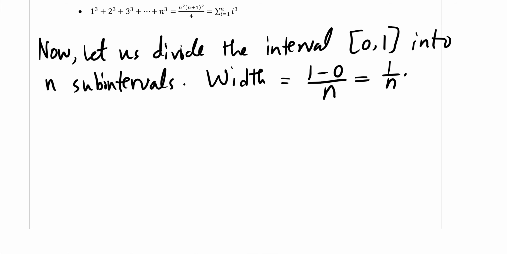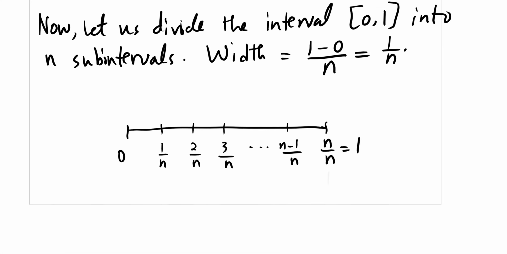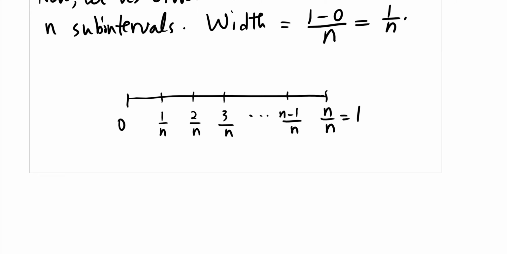So usually what I like to do is draw a number line here. It starts from 0 and goes all the way up to 1. If I add 1 over n, that would be 1 over n. Add another 1 over n, 2 over n. Another 1 over n, 3 over n. And this can go on and on. And that gives here n minus 1 over n, the one before the last one. And the last one is n over n. So this is like a map of the sub-intervals that we're going to be using here.